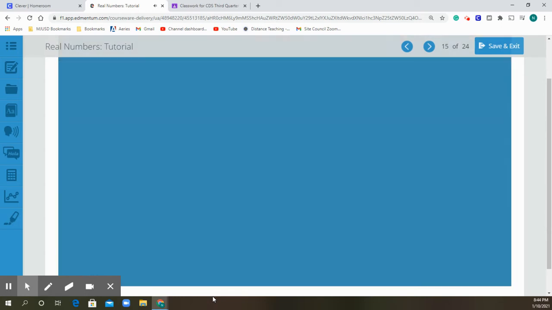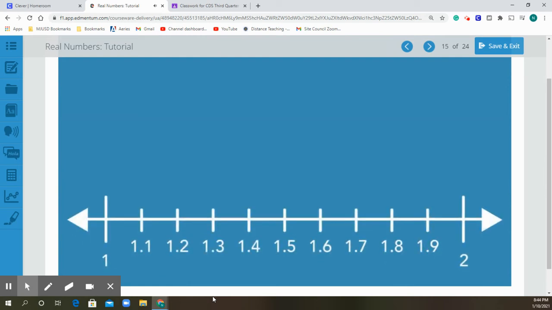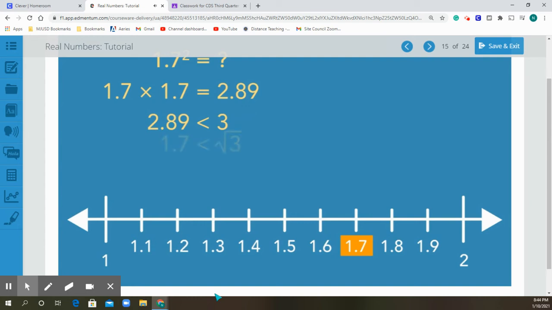I will. Let's pick a decimal number between 1 and 2, like 1.7. What's 1.7 squared? 1.7 times 1.7, carry the 4. Looks like 2.89. Good job. Since 2.89 is less than 3, we know the square root of 3 must be greater than the square root of 2.89, which is 1.7.